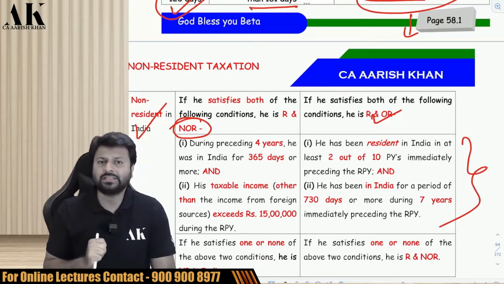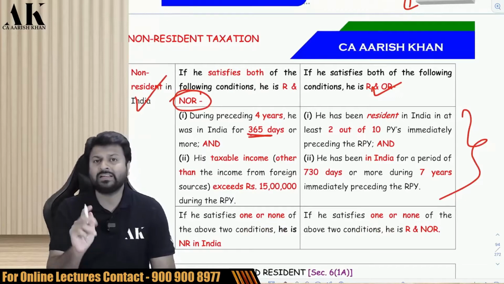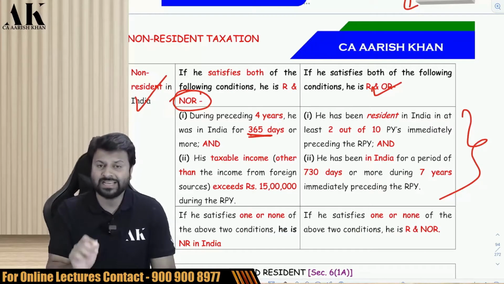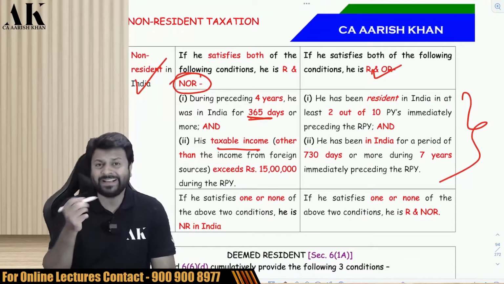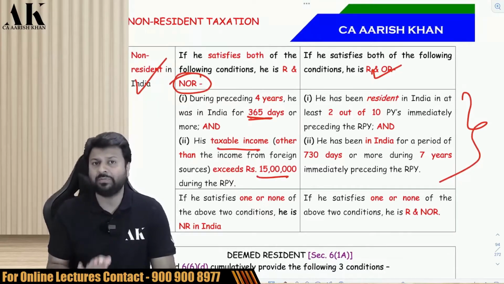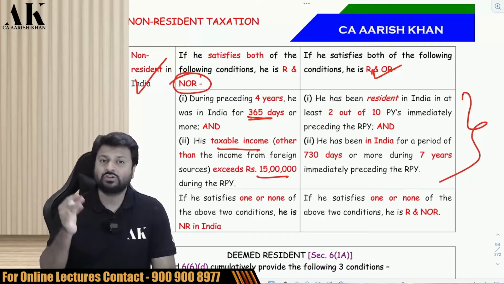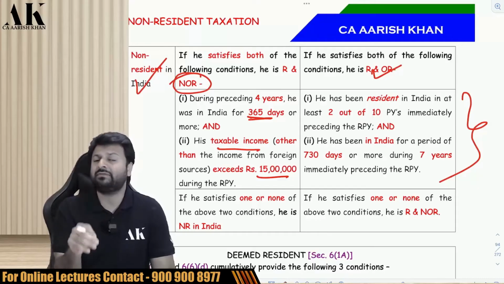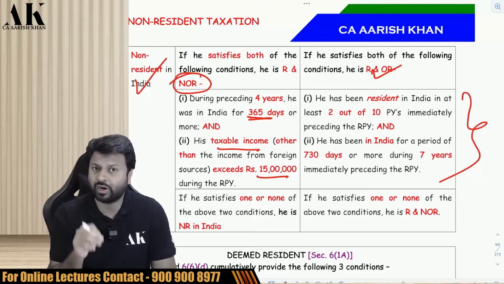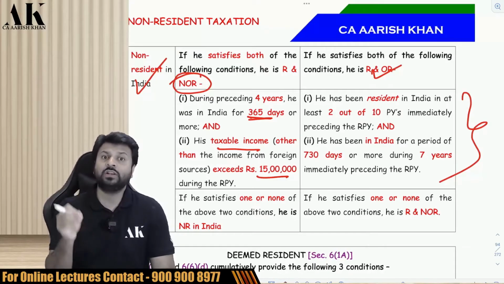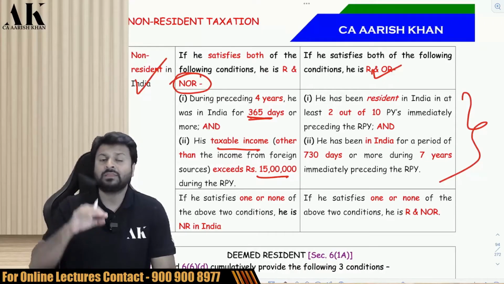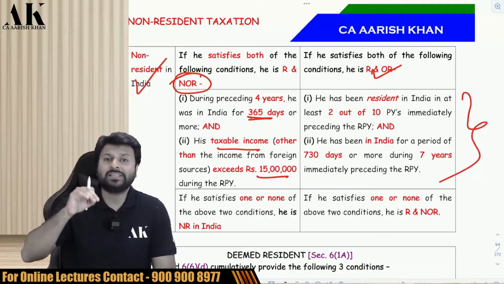So what are the conditions that he has to fulfill? In the last 4 years, he has to stay in India for 365 days. And his income from Indian sources, other than foreign sources, should exceed 15 lakh rupees. It means income from Indian sources should exceed 15 lakh rupees.